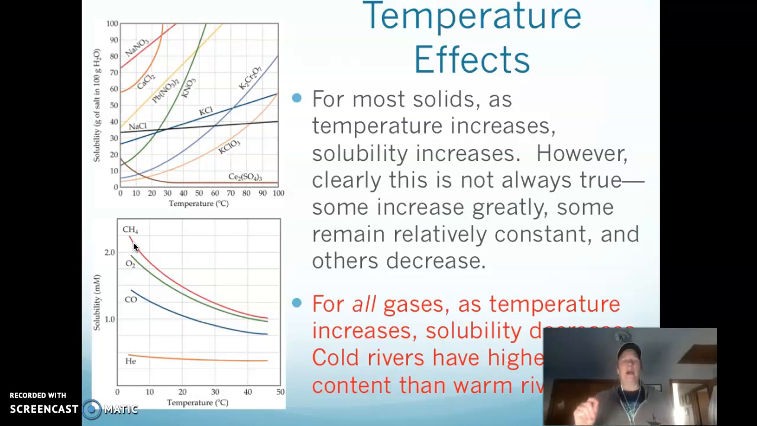Think about that with pop. Warm pop has less fizz than cold pop. As soon as you open up that top, those gases escape. The colder it is, the more they stay in solution because they're not moving around as fast. When is that really important? For fish. Here's oxygen. As you increase the temperature, you lose your gas particles. Oxygen is best when the water is about 4 degrees. Fish like the water to be cold.